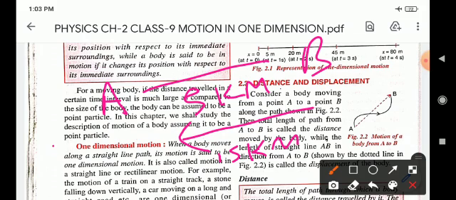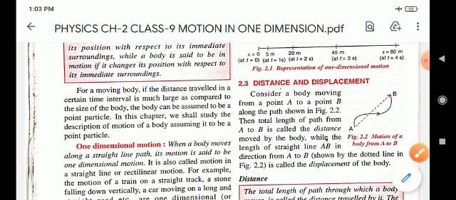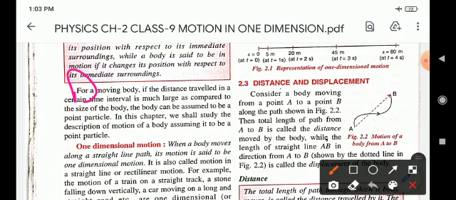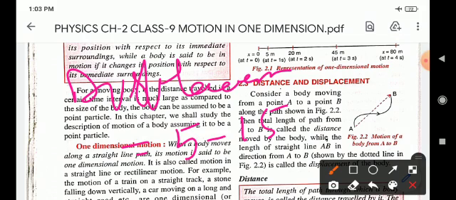then distance is equal to 5 plus 15, that is 20 km. Okay children, 20 km. And displacement is equal to 5 minus 15, because direction has changed. That is minus 10. Okay children.